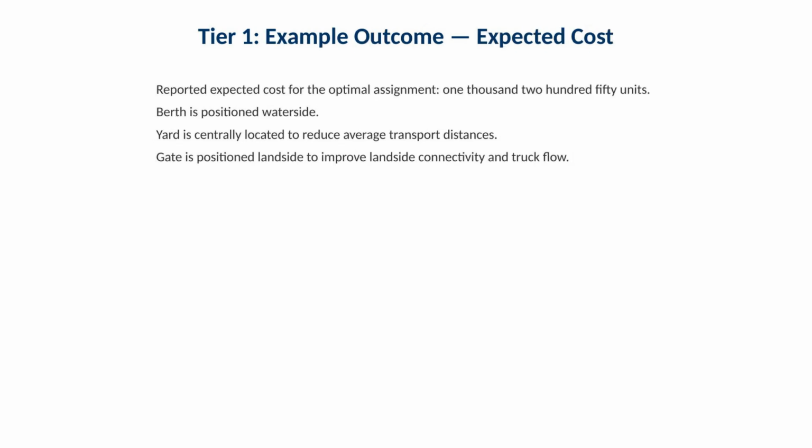The reported optimal design minimizes expected transportation cost while keeping capacity feasible under both scenarios. The reported expected cost is 1,250 units. The berth is placed waterside, the yard is placed centrally to reduce average internal transport distances, and the gate is placed landside to support truck access and reduce landside congestion.